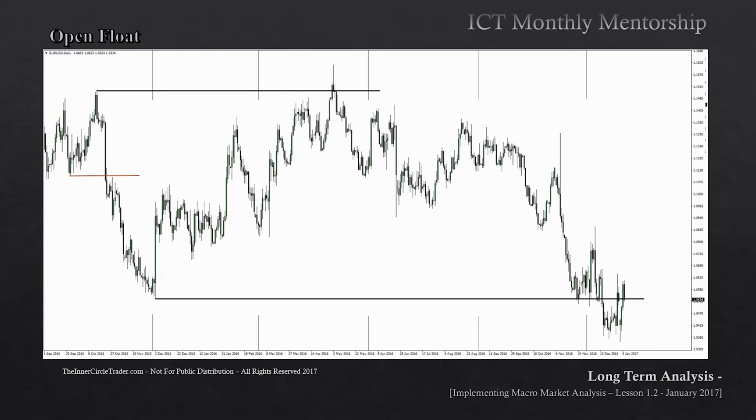I want you to draw your attention to this short-term low here. When price traded below that low, that was a break in market structure. So we had a market shift below that low, and the market continued trading all the way down until it got to the 105.30 level.